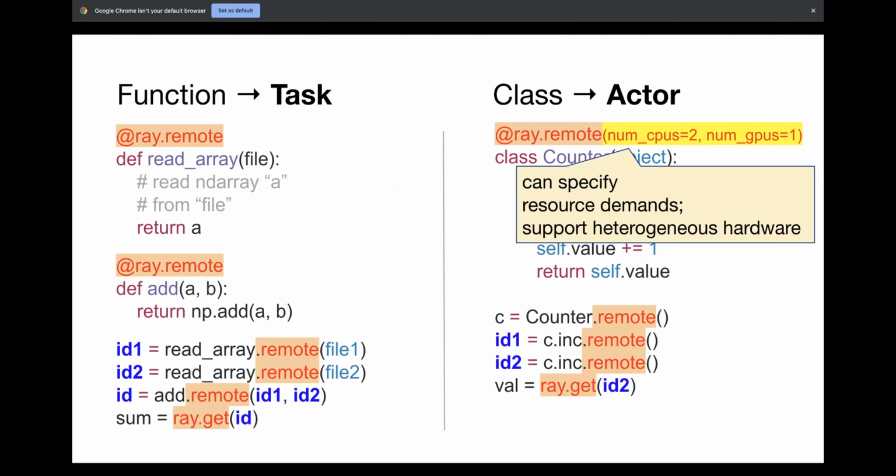I have one follow-up. Does Anyscale run on other clouds like Google? So right now we have AWS and GCP. Got it.